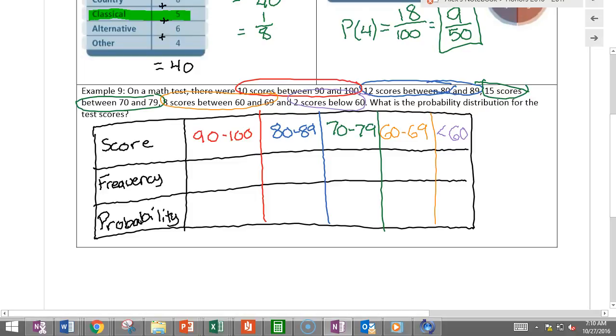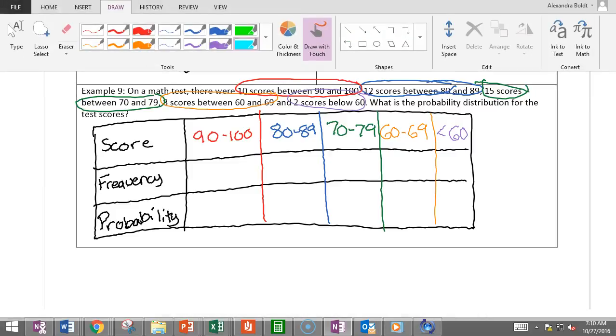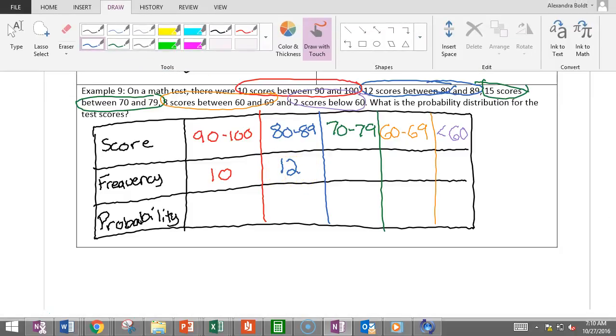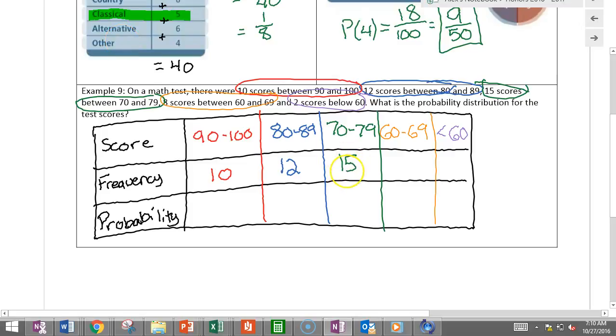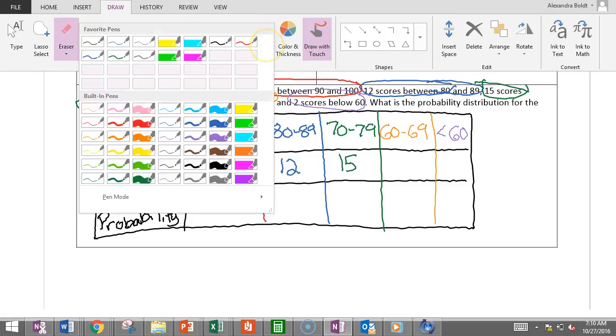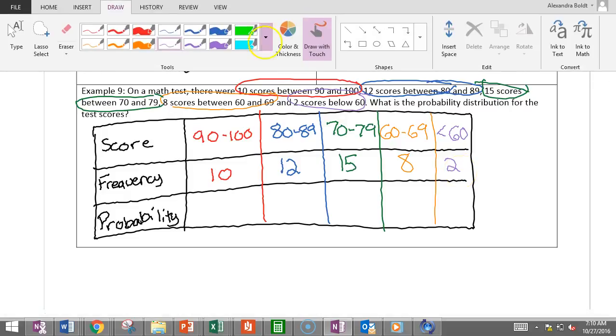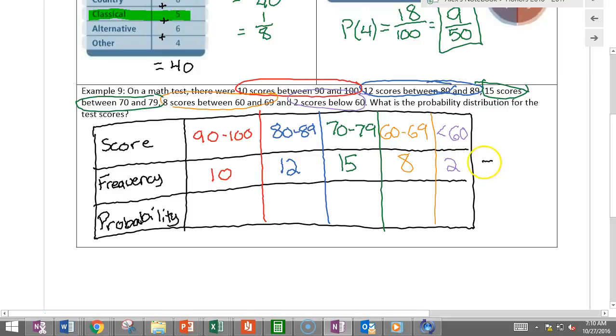Alright, then writing in my frequencies: 90 to 100 has 10 scores. 80 to 89 has 12 scores. 70 to 79 has 15. 8 between 60 and 69. And 2 below 60. Then again, I need to add all these up for my total. 10 plus 12 is 22, plus 15 is 37, plus 8 is 45, plus 2 is 47.